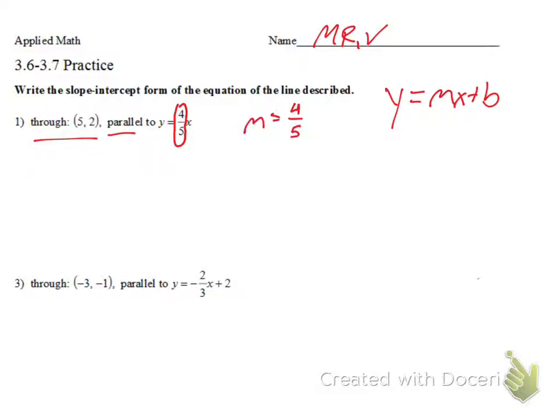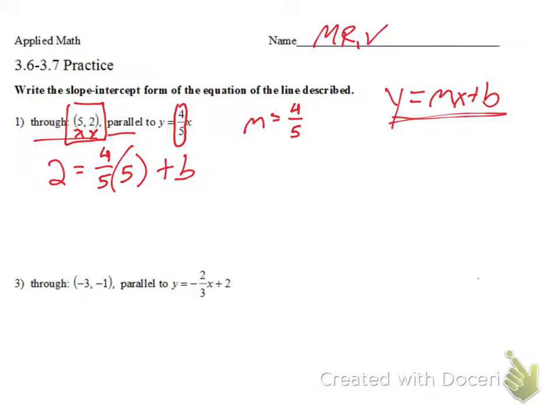But I need to find out what the line is, or how it's going to go through this point right here. So I'm going to use this x and this y, and I'm going to plug it into this equation. So that would be 2 is equal to 4 over 5 times the x, which is 5, plus b. So again, if you don't like fractions, just do in your calculator 4 divided by 5 times 5, and that's going to give you 4. So 2 is equal to 4 plus b, minus the 4 on each side. B is going to be equal to negative 2.